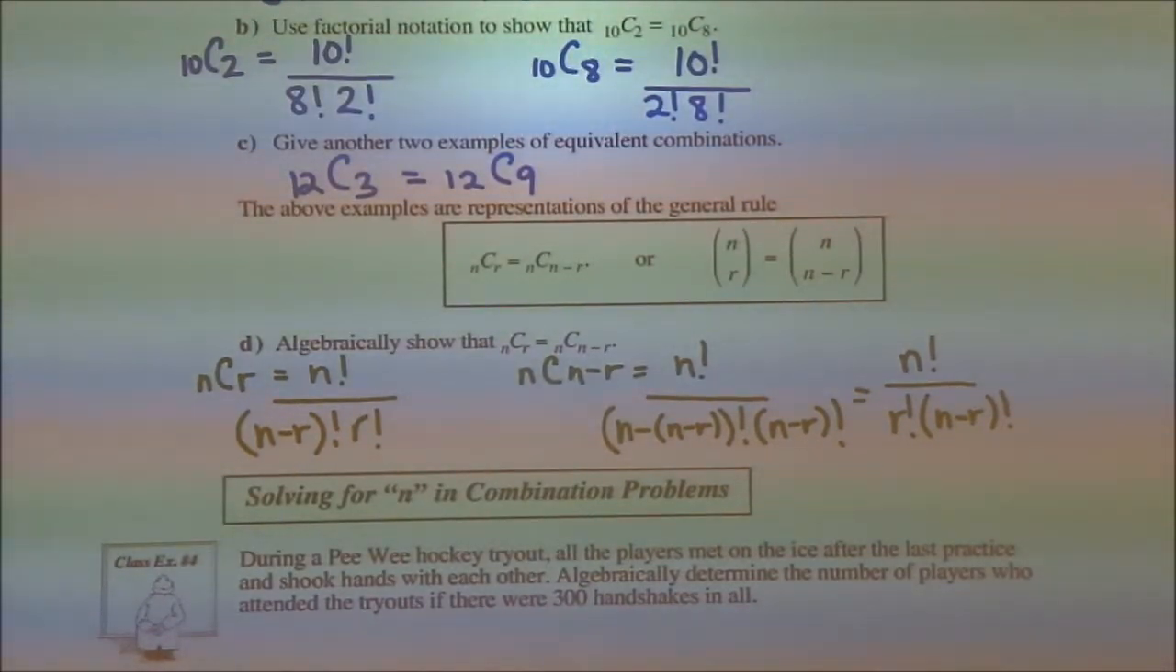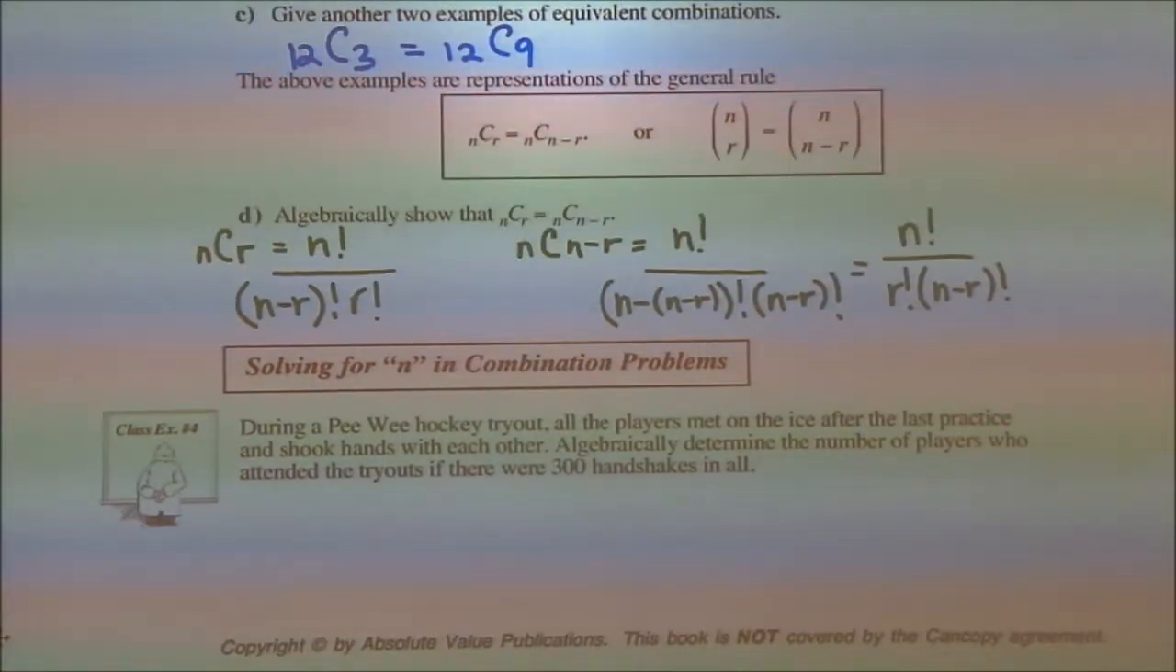We can solve for n in combination problems the same way as we solve them in our permutation problems. So we have a Pee-wee hockey tryout. Pee-wees are 11 and 12-year-olds. All the players meet on the ice after the last practice and they shake hands with each other. How many players attended if there were 300 handshakes? Does order matter? No, because it doesn't matter if I shake Evan's hand before Rachel's hand as long as I shake both their hands. Everybody shook hands once with everybody else, so that's what makes it a combination.